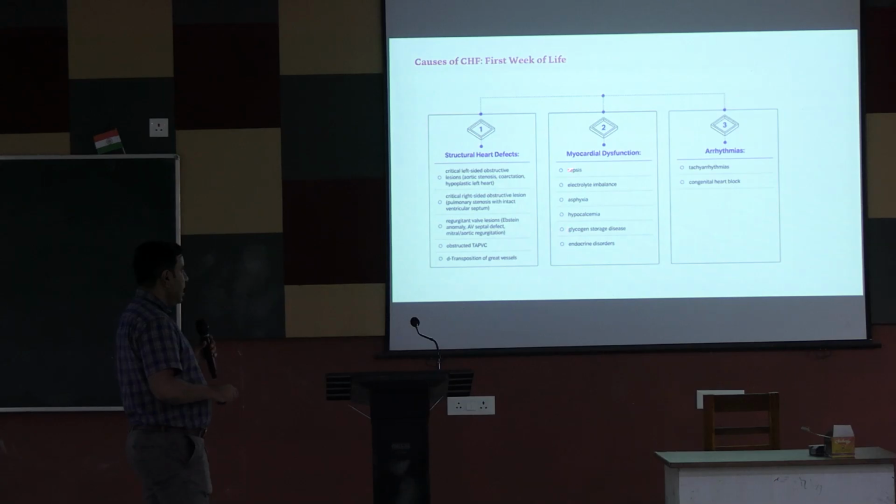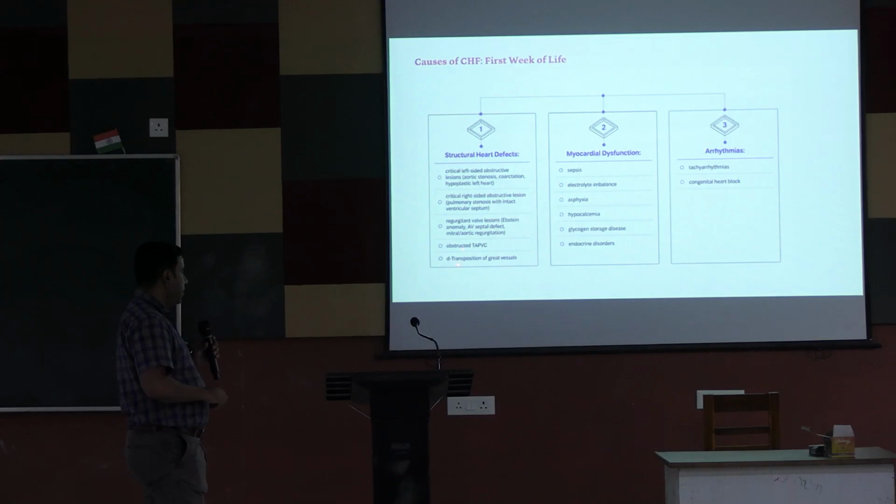Myocardial dysfunction causes like sepsis, electrolyte imbalance, birth asphyxia, hypocalcemia, glycogen storage disease and endocrine disorders. And if there is a structural heart defect like aortic stenosis, coarctation of aorta, hypoplastic left heart syndrome, obstructed TAPVC, transposition of the great vessels, these are also causes of cyanotic heart diseases.